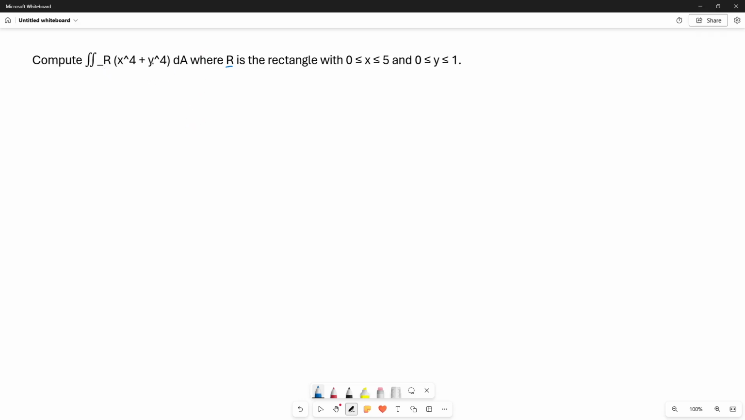So this is a double integral, and by Fubini's theorem, if you're integrating a continuous function over a rectangle, then you can write this as an iterated integral. So we could go integral x to the fourth plus y to the fourth. And now instead of saying dA, we could do a dy integral and a dx integral, or we could do a dx integral followed by a dy integral.